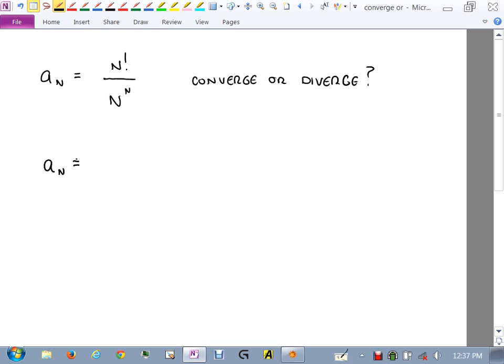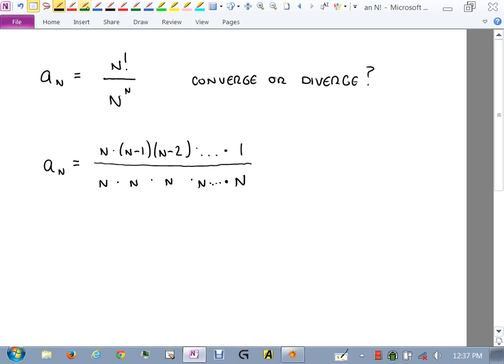Let's just write down what n factorial is. It's n times n minus 1 times n minus 2, all the way until we get down to what? 1. We don't stop at 0 because that'll kill everything off. What about the denominator? n to the n. Would you agree that these line up? For every factor on top, there's an n on the bottom? Do y'all agree with that?